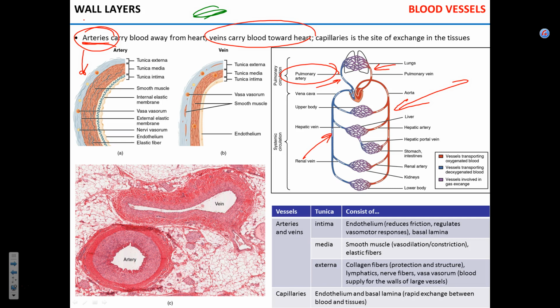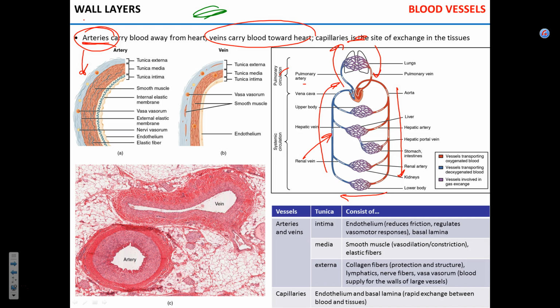Then there are capillaries that are basically in between, so blood goes in the following pathway. It goes through the arteries, through the capillaries, through the veins, back to the heart. Okay? So arteries, capillaries, veins.